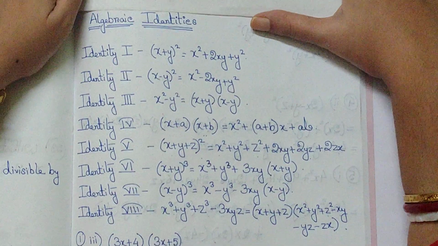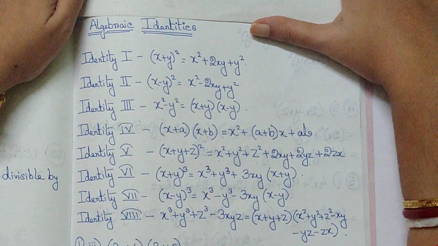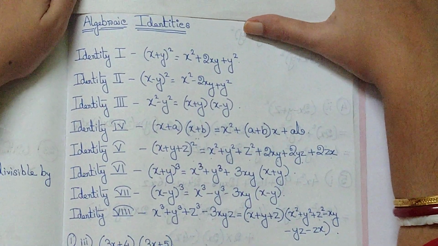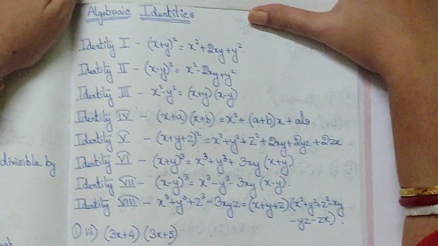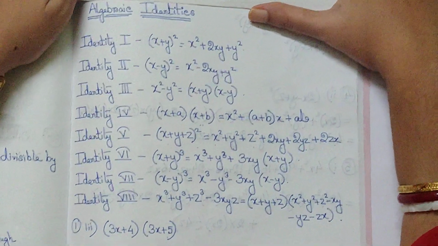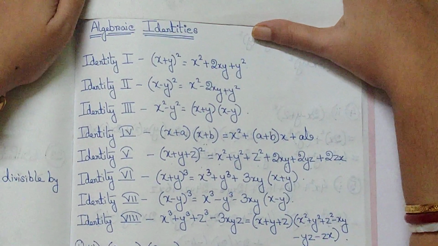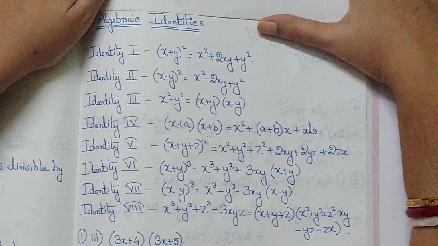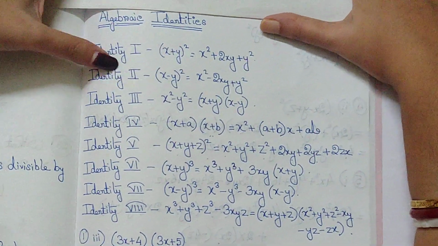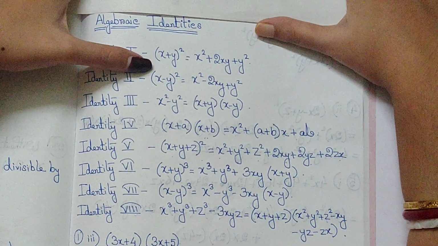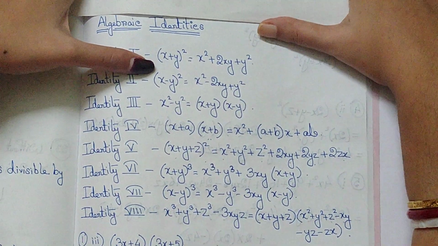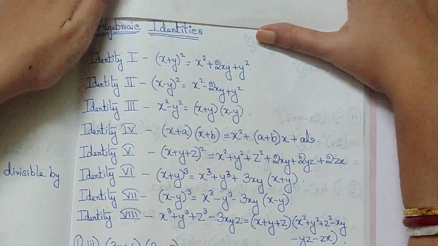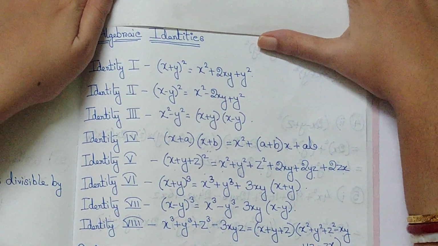Before we start with the factorization of polynomial, let me give you a brief description regarding algebraic identities. Mainly while solving this factorization of polynomials, you basically need these 8 identities. Identity 1, that is x plus y whole square is equal to x square plus 2xy plus y square. Identity 2, that is x minus y whole square is equal to x square minus 2xy plus y square. Identity 3, x square minus y square is equal to x plus y, x minus y.